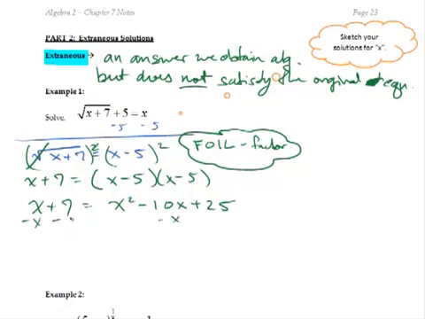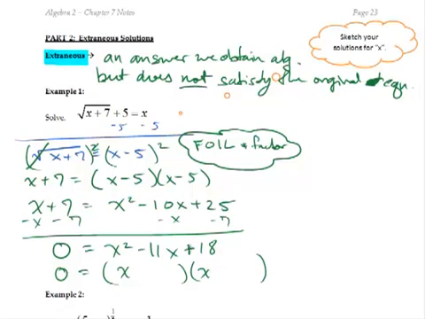So I FOILed. Now I need to factor. Whether you use MAC or guess and check, I don't care. We know we need x's in the front, and in the back we're going to need same signs because it's a plus, meaning these are going to be matching signs, and this is a minus, so they're both going to be minus. Multiply to 18 and add to 11, this would be 9 and 2.